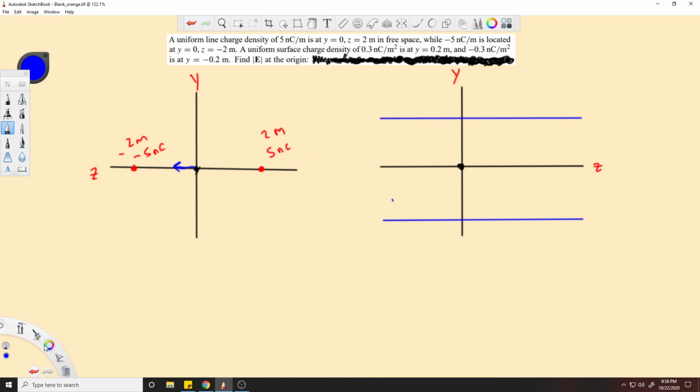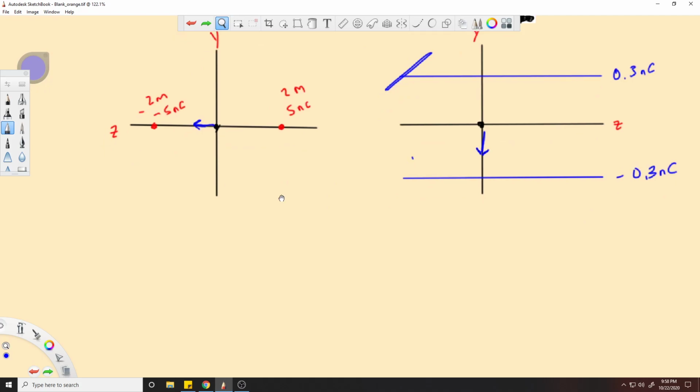This one is positive 0.3 nanocoulombs, and this one's negative. So we know the force is going to go directly down. And again, this is a surface charge. I'm just not drawing the X. It would look something like this. It's an infinite sheet of charge, right? So now let's calculate these.